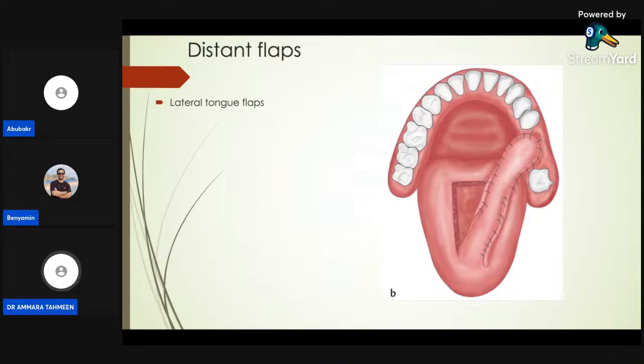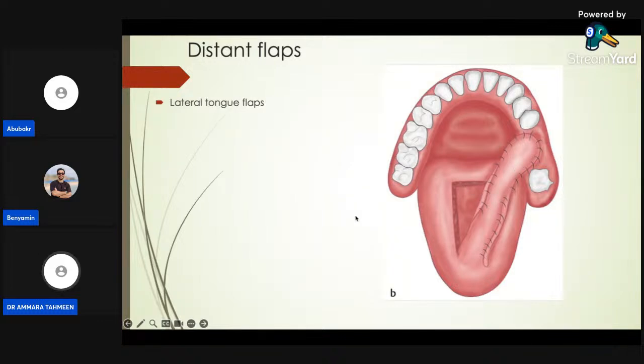What they do is, from the lateral dorsal area of the tongue, a pedicle flap is taken and brought onto the defect and sutured. It is left for 14 days. After 14 days, this is severed from the pedicle, and the flap is sutured back to the tongue.